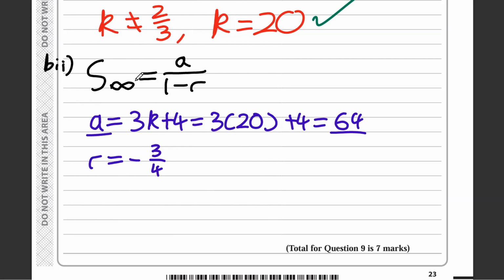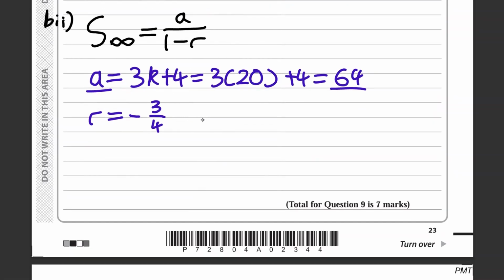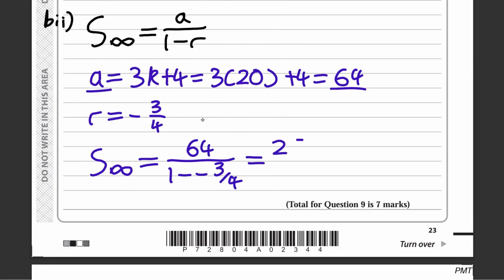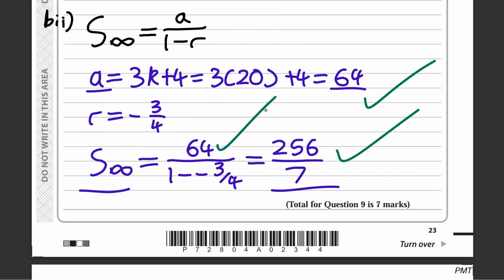So therefore, we're going to sub these values into the sum to infinity, okay? So S infinity is equal to 64, which is a, over 1 minus minus 3 over 4. And if you put this into your calculator, you get out a value of 256 over 7, and this here is the answer. This is the sum to infinity. You get the 3 marks here. You get 1 for showing that a is equal to 64 and r is equal to minus 3 over 4. You get another mark for plugging them into this formula here, and you get another mark for getting the final answer.